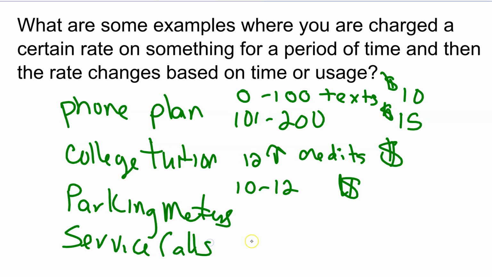Service calls. So a service call, it might cost you $100 to get someone to come in and fix your air conditioner, and then it's so much per minute after that. But there's a minimum on there. So it could be $100 for the first 60 minutes. Whether they're there 1 minute or 60 minutes, you're going to pay the same price.